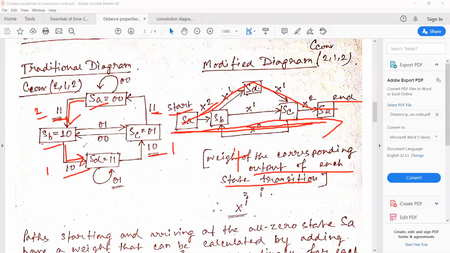SB to SD. So the output is 1 0 and the weight is 1 because there is one number of 1. There is two number of 1s present, so that's why the weight was 2. And here 1 is the weight of 1 0. Okay. And when I'm going from SD to SC, again 1 0, so weight is 1, so that's why x to the power 1.